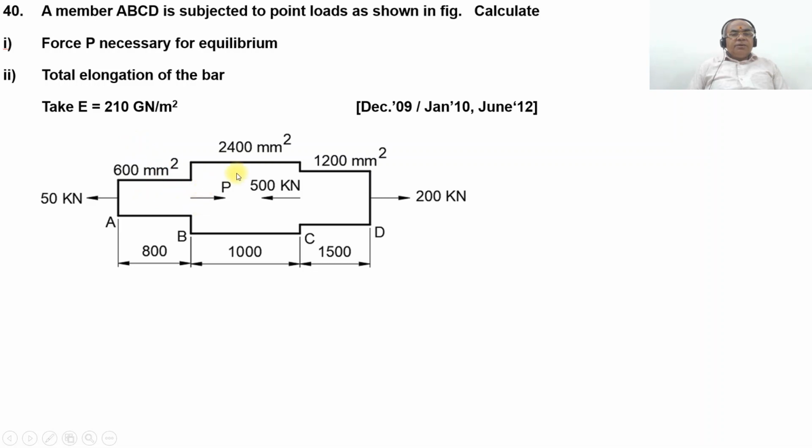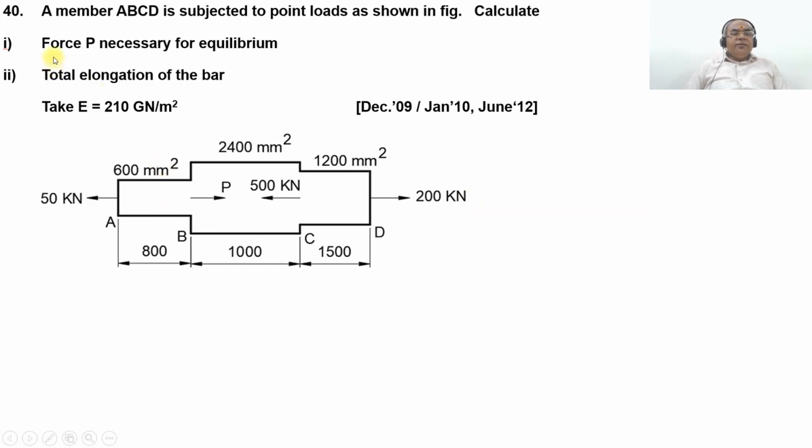So here you have three stepped bars having area of cross section of 600 mm square between AB, 2400 mm square between BC, and 1200 mm square between CD. AB has a length of 800, BC has a length of 1000, and CD has a length of 1500. In member AB, on the left hand side you have 50 kilonewton and P on the other side. In BC, you have P on the left hand side and 500 on the right hand side. In CD, we have 500 kilonewton and this 200 kilonewton.